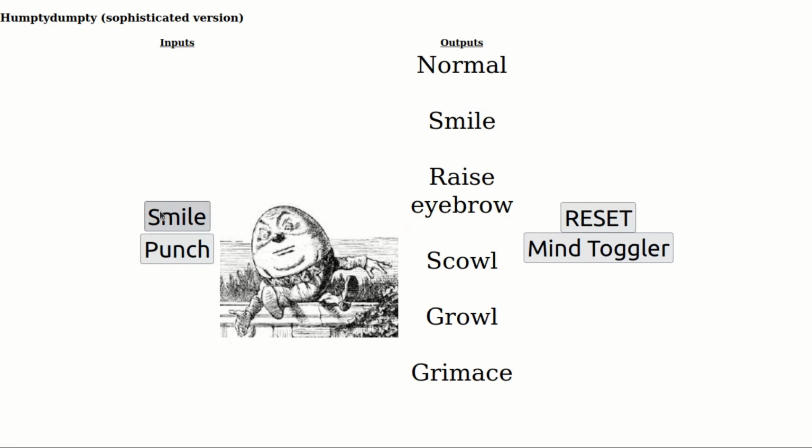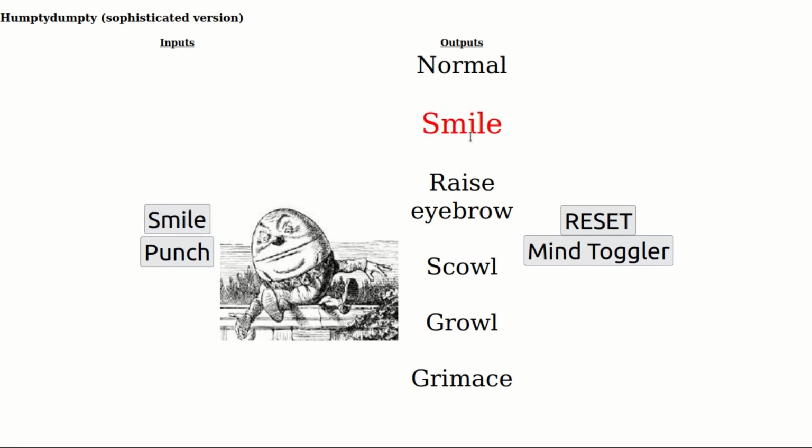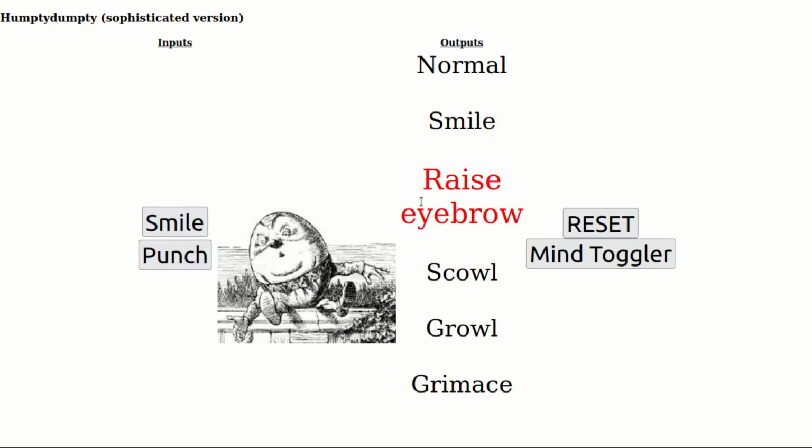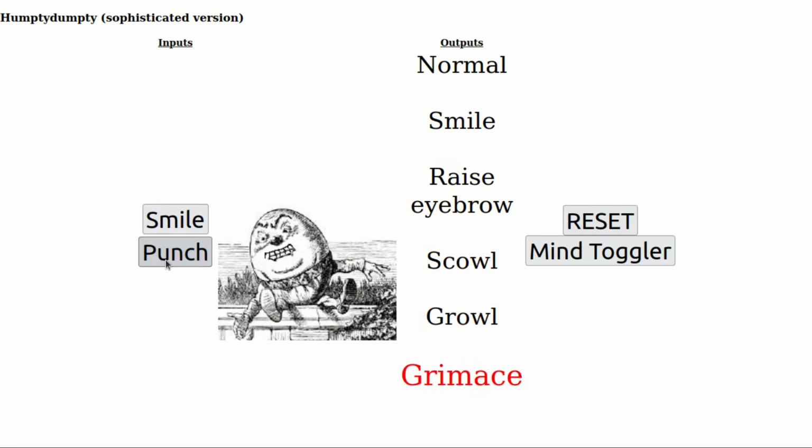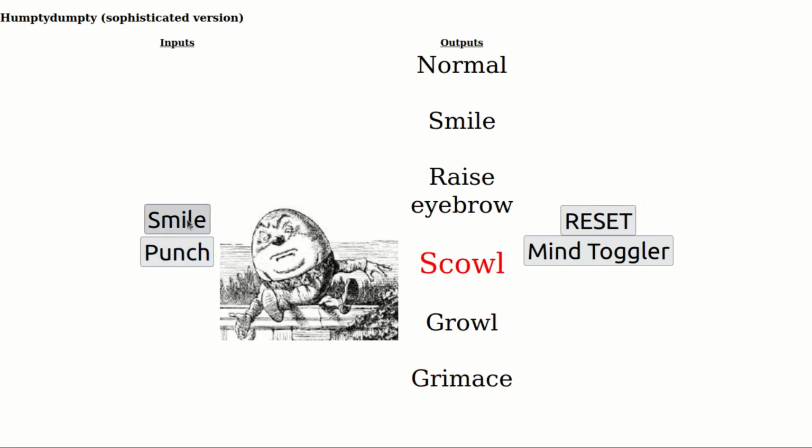Again, as before, I smile at it and I see it smiles back. Okay, I smile again, it continues to smile. Suppose I punch, oh, now it raises its eyebrow. Okay, punch it again. Now it scowls. Punch it again, it now growls. And punch it again, now it grimaces. Now smile at it now, well, it just continues to scowl, it will not smile anymore.